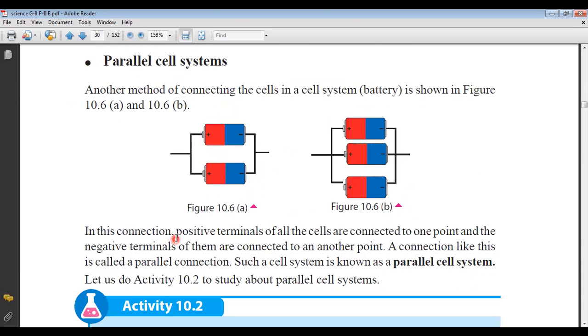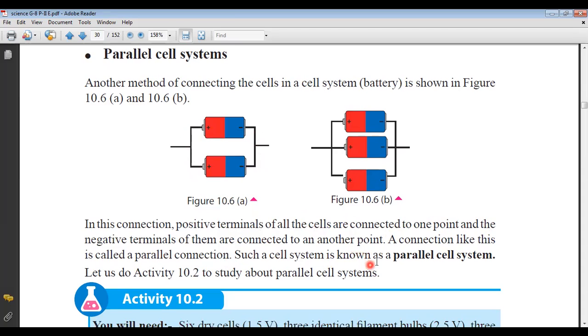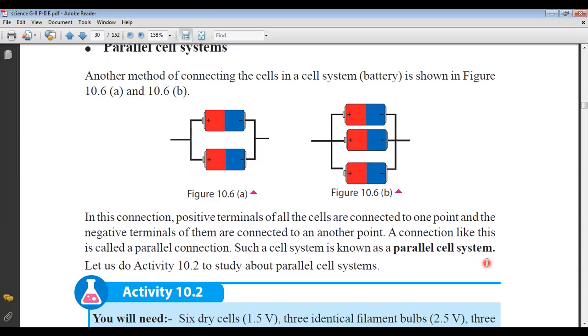In this connection, the positive terminals of all the cells are connected to one point and the negative terminals of them are connected to another point. A connection like this is called a parallel connection. Such a cell system is known as a parallel cell system.